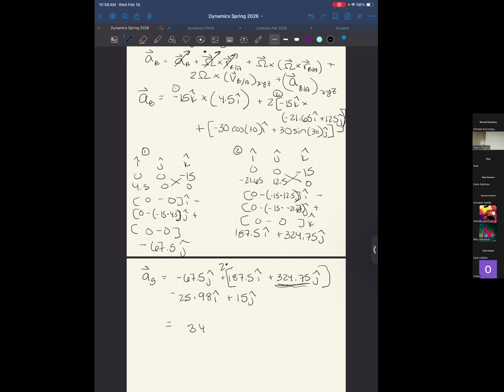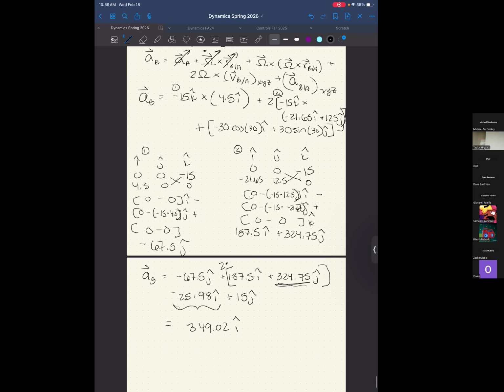Wait. 2 of us are getting 349.02 I. 3 of us are getting that. I also got 375 though. How are you getting 375? You didn't subtract the negative. Did you subtract this one? Because I got 375 from the cross product, but if you don't take the 30 cosine 30 the acceleration term for I hat.